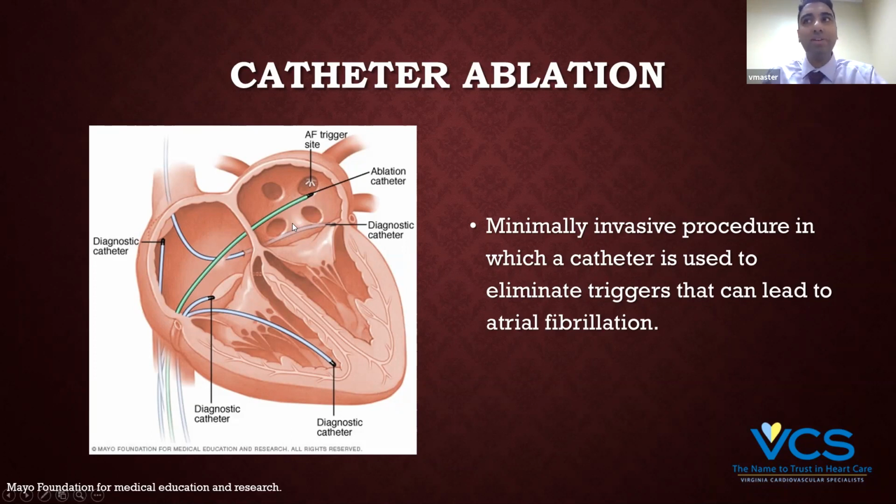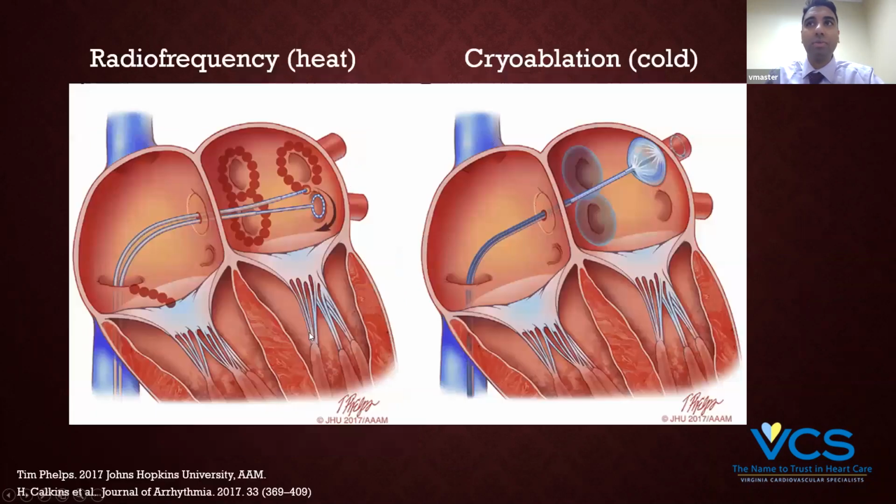So we're decreasing the triggers that get people into AFib. And patients who've had AFib longer may have triggers that come from other places too. So we look for those areas and we do an ablation in those areas too. So the way we do ablation is either with heat energy or with cold energy. Heat is called radiofrequency and cold is cryoablation.